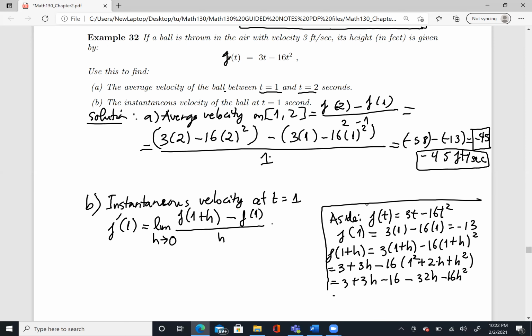Okay, so now you can simplify and combine like terms. Let me start with the h squared first: negative 16h squared. And then h is going to be minus 29h, and then minus 13.